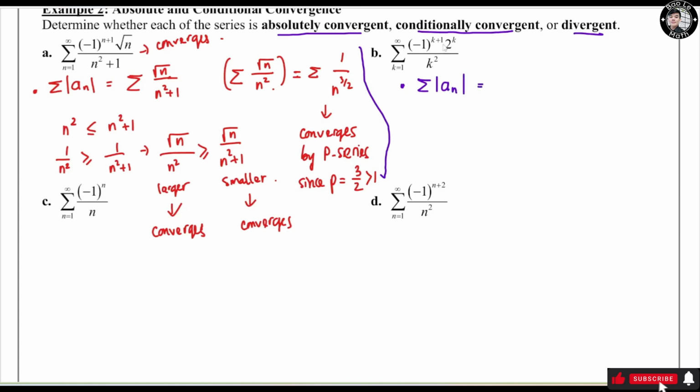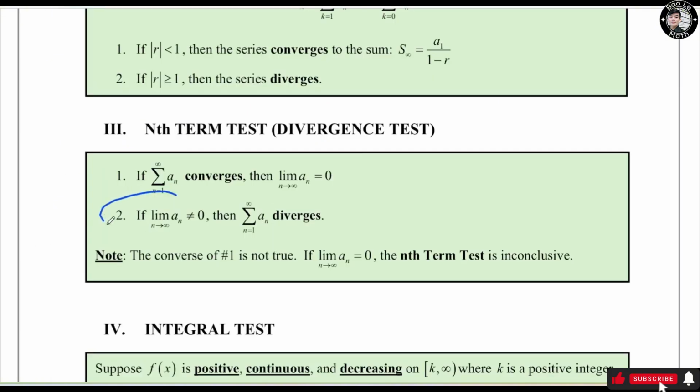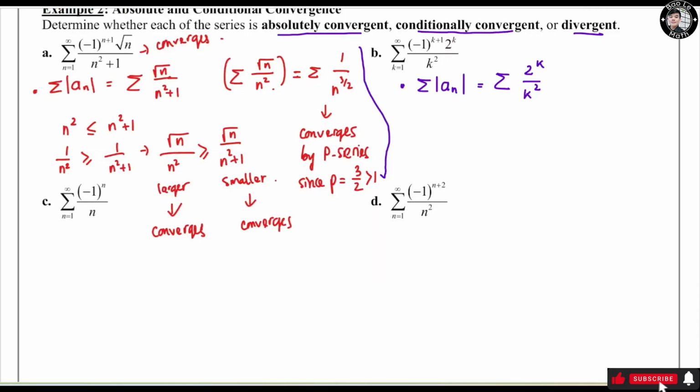So when you take the absolute value of this one, it turns out to be the series of 2 to the k over k squared, right? Now I'm going to use the n-th term test to check whether this one converges or diverges. Look at the n-th term test right here. If the limit is not equal to 0, the series diverges. So I'm going to take the limit of this one.